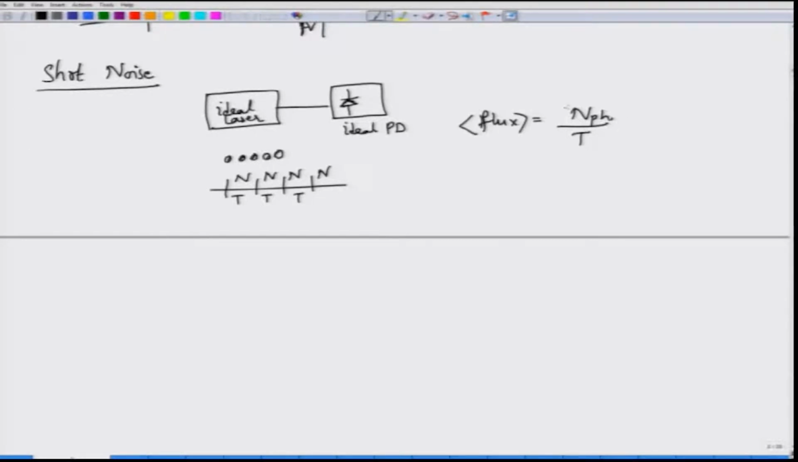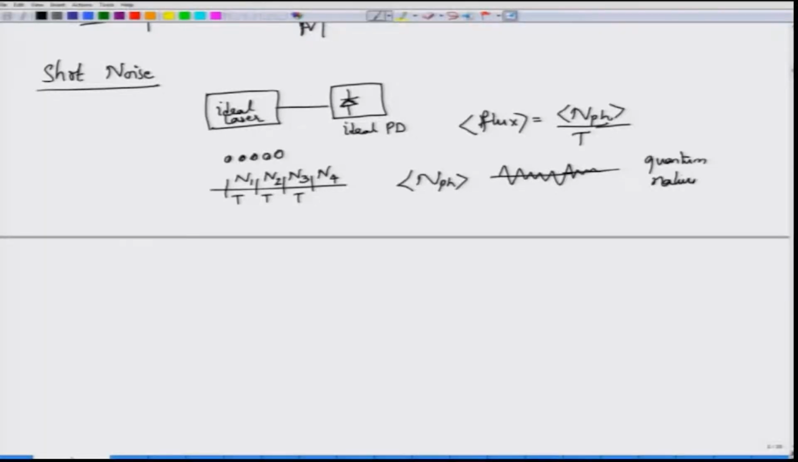It is not constant, but there is a mean photon number, which means in some time slots you get n1, in some you get n2, n3, n4, and if you average these, there will be an average photon number nph around which the photon numbers are fluctuating. Okay. This is quantum mechanical in origin. This is the nature of light.